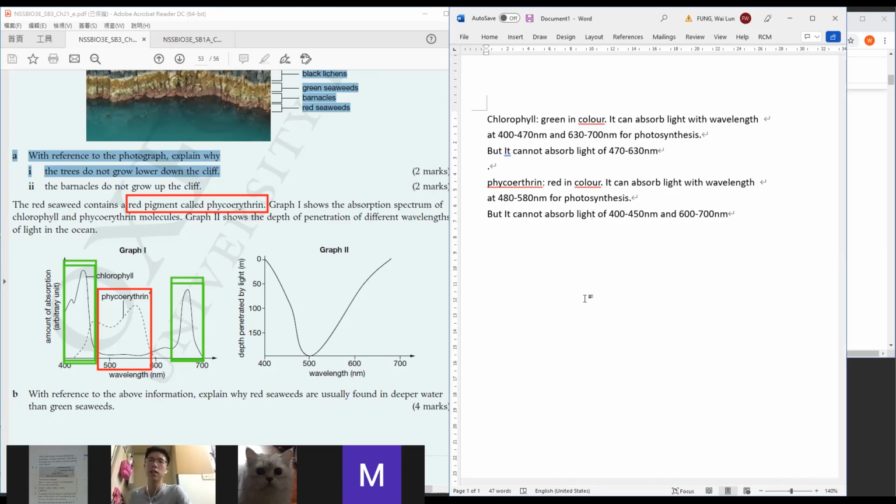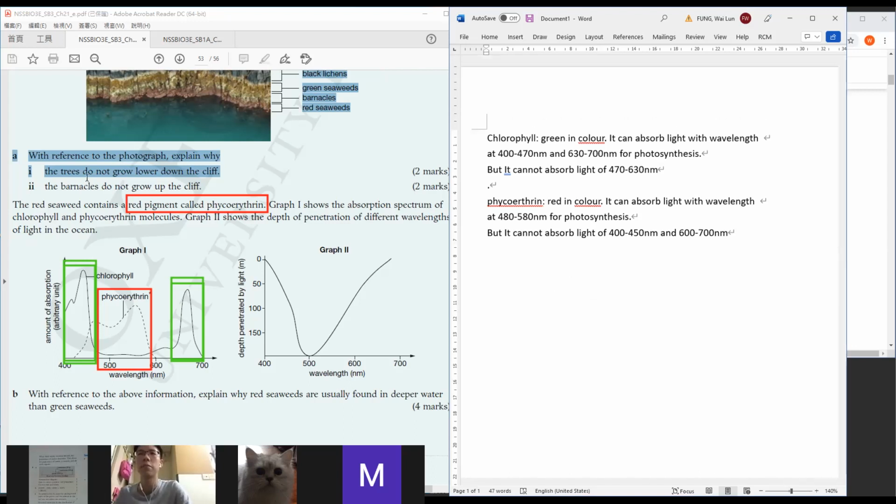Okay, this is the first point that you have to understand about what kind of light they absorb. Phycoerythrin absorbs this range of light. Chlorophyll absorbs this range of light. They are different.